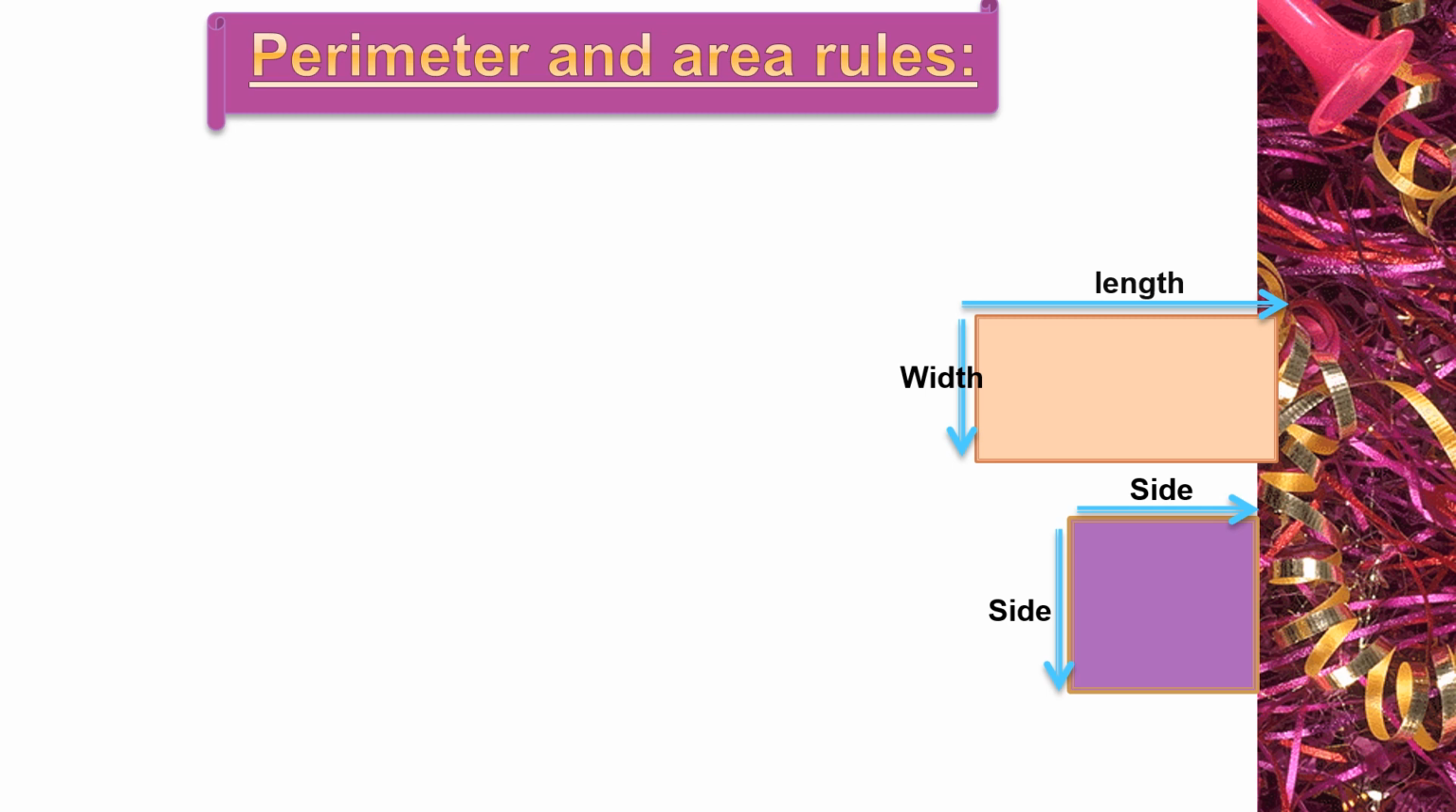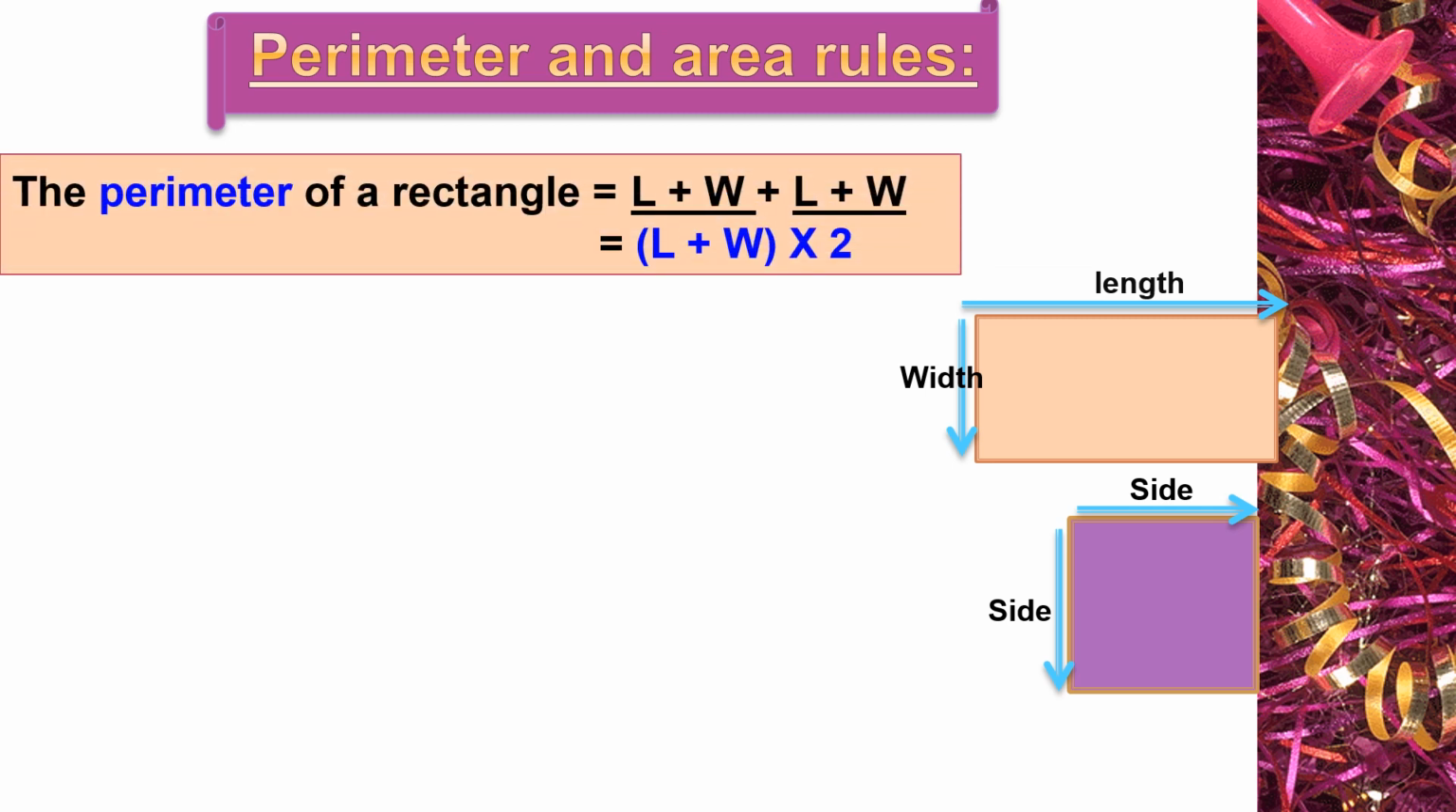Let's revise perimeter first. Perimeter is the distance around the shape. Around it, when we move from length and width, and length again, and back to width again, this is called perimeter. So, perimeter of rectangle: length plus width plus length plus width.